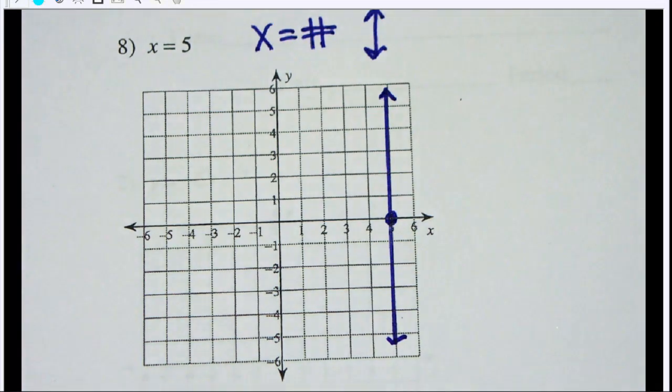So we go up and down. Now, x equals a number is parallel to the y-axis, meaning the y-axis and the x equals a number will have the same slope and they will never cross. Okay. All right, we ready for some practice? Okay, so go ahead and go back to page 4 and start.